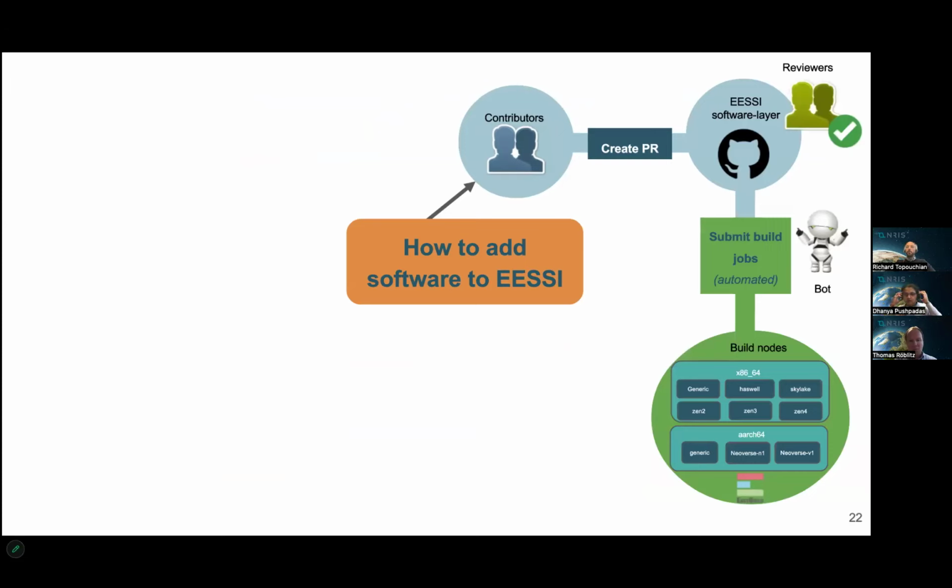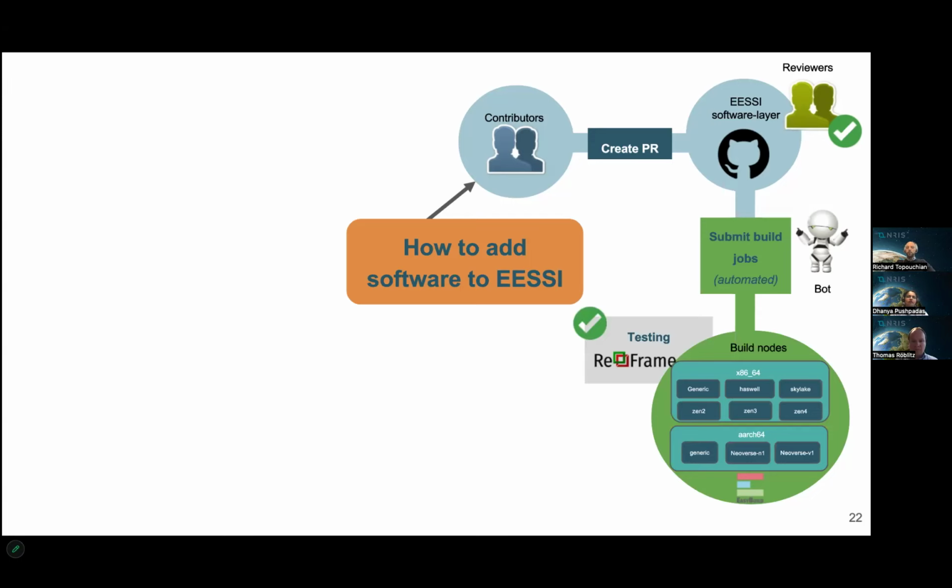Then there is a bot which takes care of building this software on specific nodes which have different microarchitectures, to build specific software for those architectures. As we said earlier, there is Haswell, Skylake, Zen 2, Zen 3, Zen 4, Neoverse N1, Neoverse V1, and generic in both x86 and ARM-based. So the bot takes care of automatically initiating jobs on those different nodes.